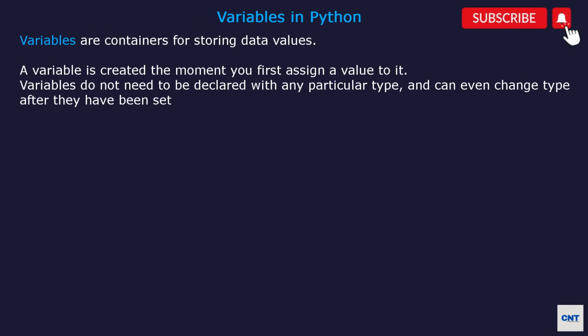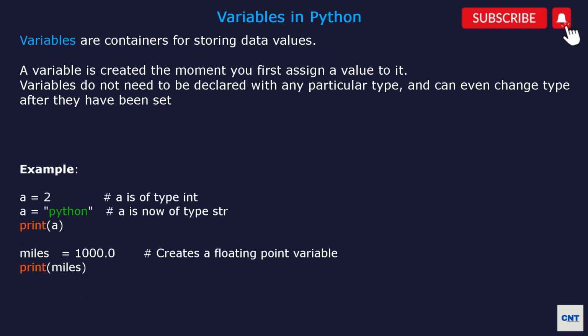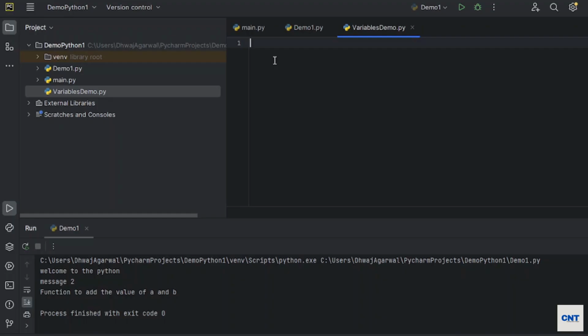Guys, in this video, we are going to discuss what Python variables are. In Python, variables are used to store and manipulate data. They act as containers. They hold values of different types such as numbers, strings, or more complex objects. Now, let's see what the rules for Python variables are.